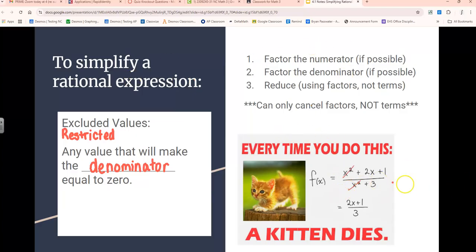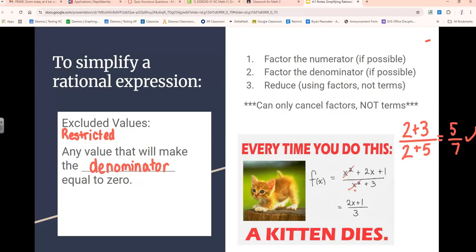So the reason this does not work, think about it with numbers instead of x's, right? Sometimes things are easier to understand with numbers instead of x's. If I had the fraction 2 plus 3 divided by 2 plus 5, then I would just need to add the top numbers together, which would give me 5, and I would need to add the bottom numbers together, which would give me 7. So this is equal to 5/7. This is correct. This is what you should do.